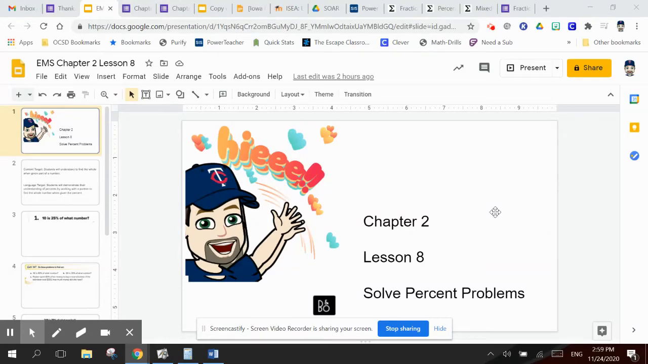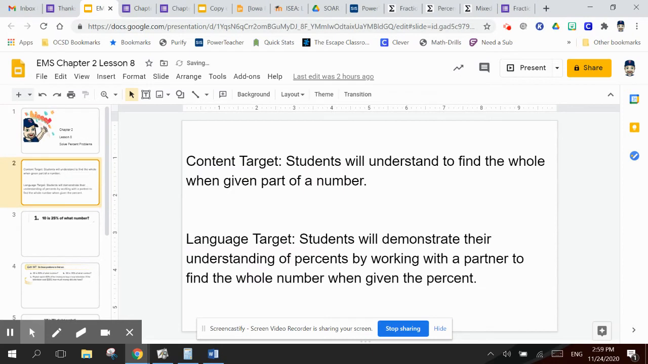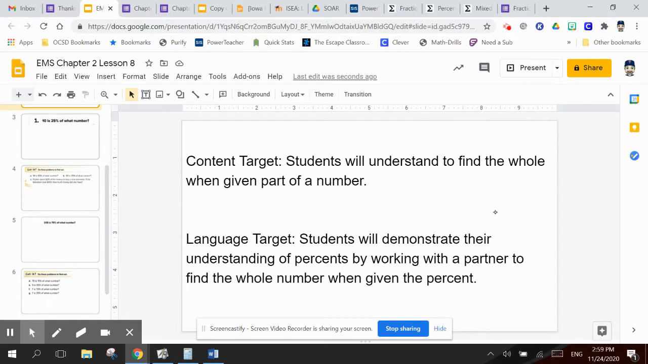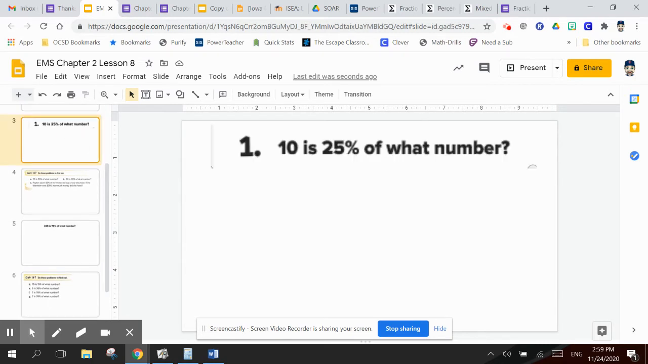Chapter 2, Lesson 2, Solve Percent Problems. Our content target: students will understand how to find the whole when given a part of a number. Language target: students will demonstrate their understanding of percent by working with a partner to find the whole number when given the percent. So when we look at example 1, we have 10 is 25% of what number?